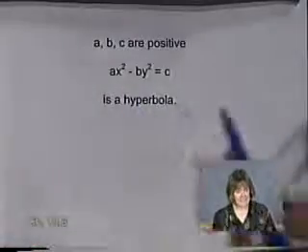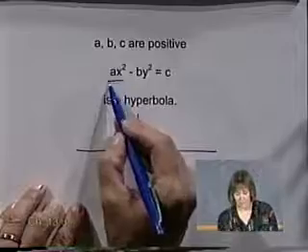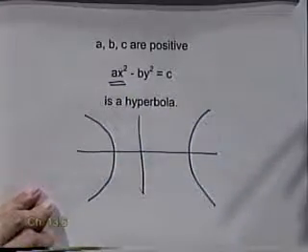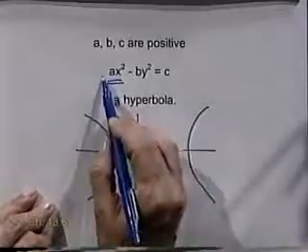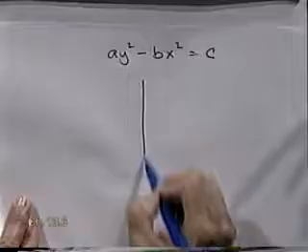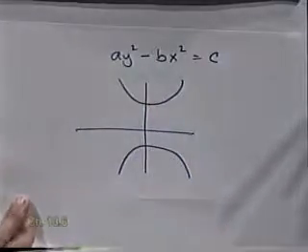If it looks like this, just remembering back from your Algebra 2 days, if x comes first, your hyperbola is going to be crossing the x-axis. If x comes first, you're crossing the x-axis. If y comes first, what do you think you're going to be doing? You're going to be crossing the y-axis. Okay, so it's just something to remember.